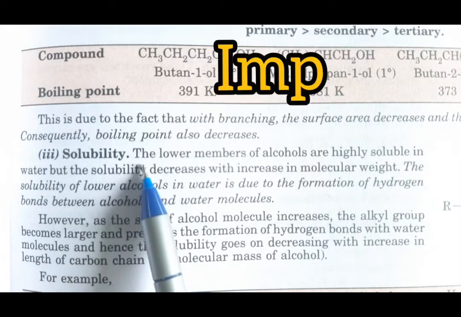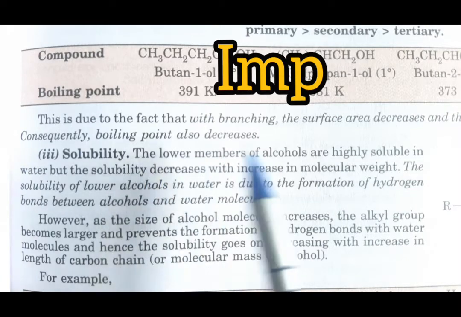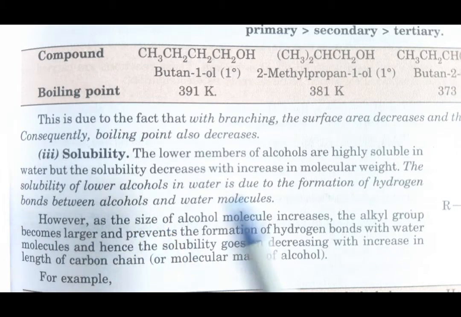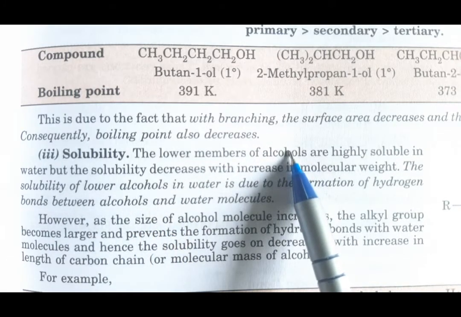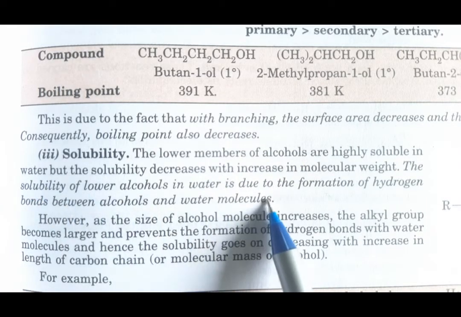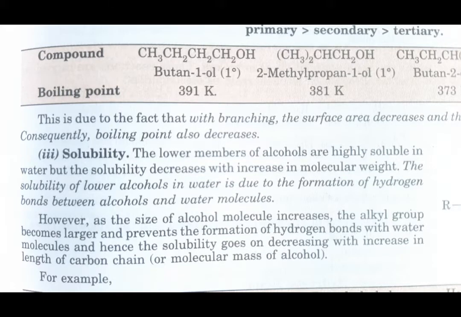Do remember, students, alcohols are highly soluble in water as compared to ether. Why? Because alcohol forms intermolecular hydrogen bonding with water. That's why it is soluble in water. Whereas ether does not form intermolecular hydrogen bonding with water. That's why it is immiscible or insoluble in water, we say, students. So always remember, alcohols are soluble or miscible in water because they form intermolecular hydrogen bonding with water, whereas ethers don't form intermolecular hydrogen bonding with water. That's why they are insoluble.